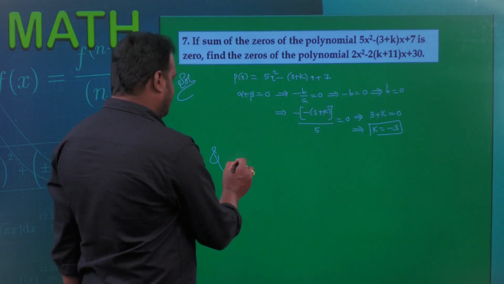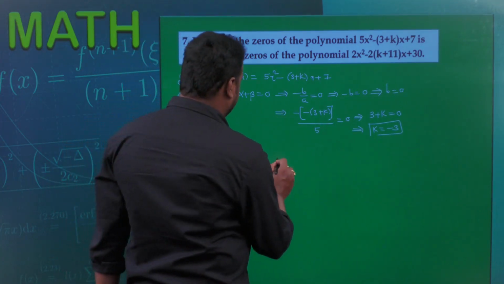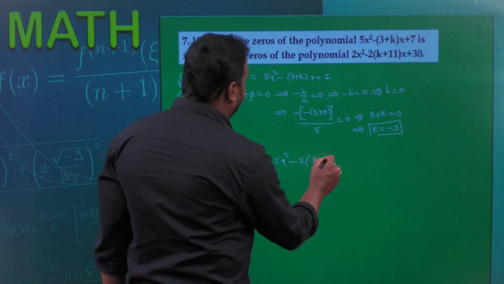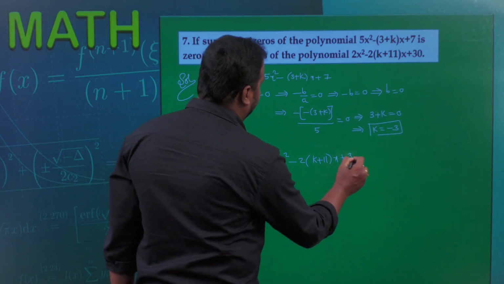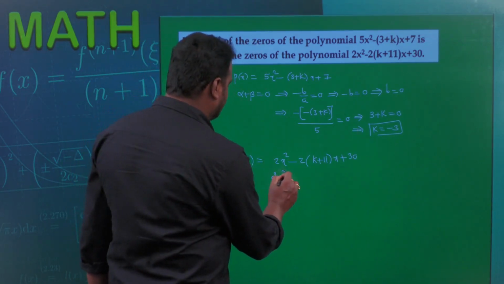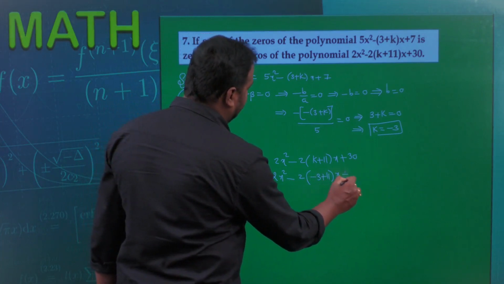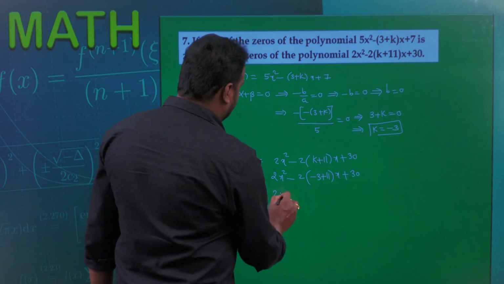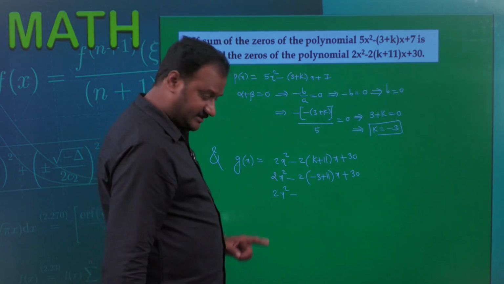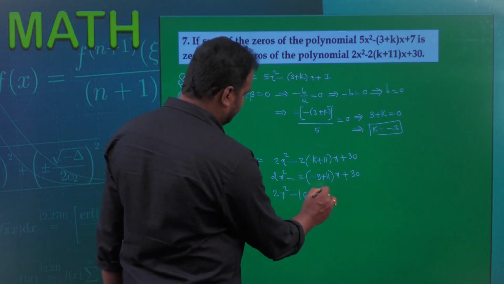And the second polynomial, for example, g(x). That g(x) is here 2x² − 2(k + 11)x + 30. Correct? Substitute k is equal to minus 3. So it would be 2x² − 2(−3 + 11)x + 30. So 2x² − 2(8)x, 8 2s are 16, that is 16x + 30.